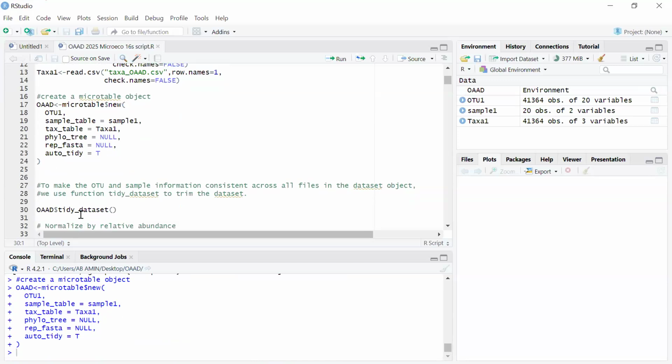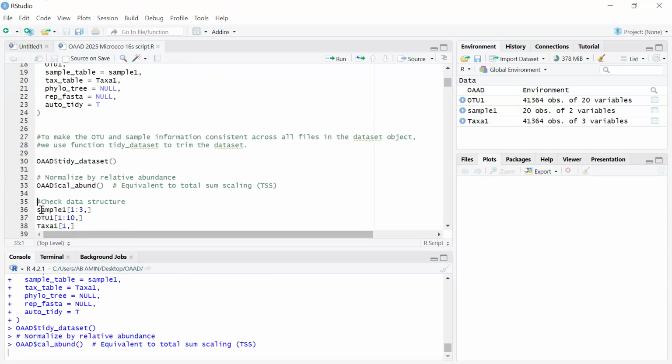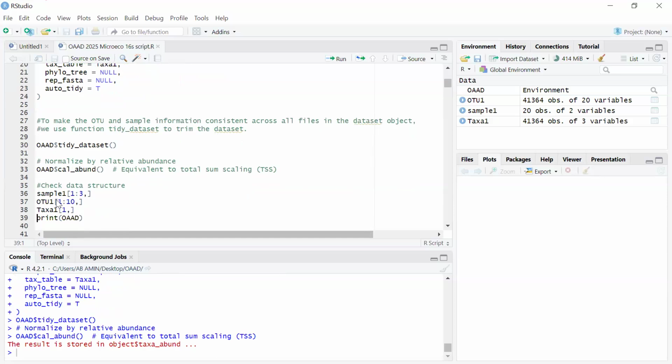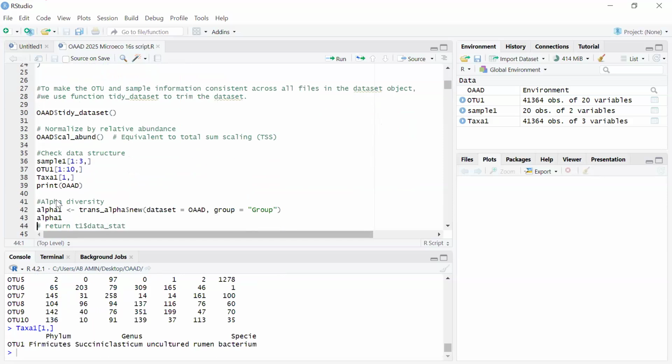This function is to trim the data set and remove inconsistent data. And this is just to calculate relative abundance, that's normalization by relative abundance. So this script will calculate the relative abundance, and the result is stored in the object. We have already checked our data structure and we know how the data looks like.